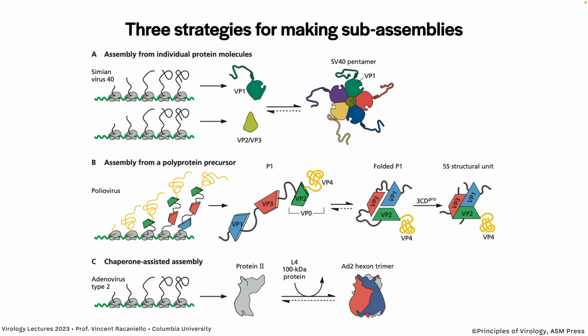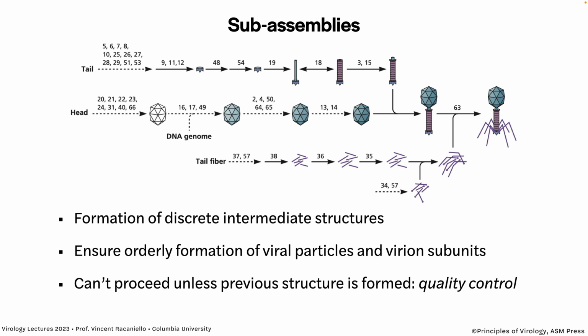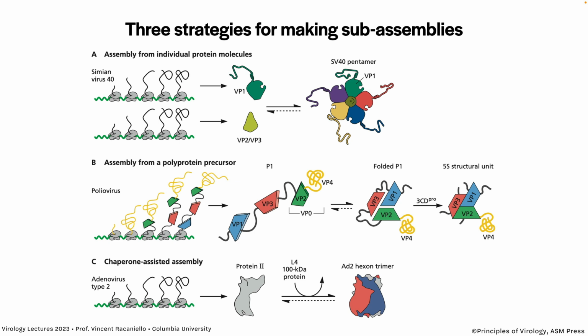And here are 3 strategies for making subassemblies. In other words, the way you get to a subassembly can vary. You can make it, as we saw in the previous slide, from individual protein molecules. We had all of the tail proteins, for example, being made and assembled into a tail. So that's one strategy, assembly from individual protein molecules. We're looking at the pentamer of SV40, which is the subunit of the capsid. 5 copies of VP1. The VP1 proteins are made simply by translation on ribosomes, and they fold, and then they assemble with each other.